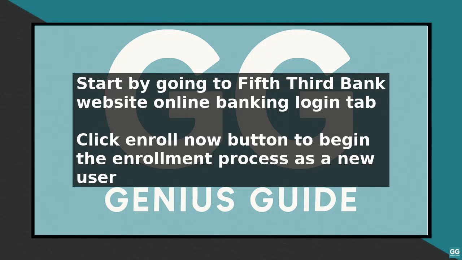To set up Fifth Third Bank online banking, start by going to the Fifth Third Bank website and clicking on the Online Banking Login tab. If you are a new user, click on the Enroll Now button to begin the enrollment process. You will be asked to provide your social security number, account number, and other personal details to verify your identity.